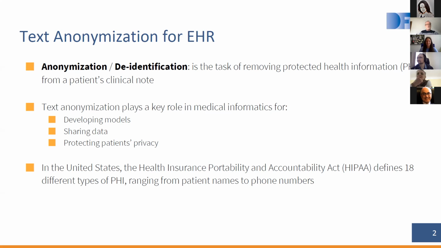For example, in the US, there's the Health Insurance Portability and Accountability Act, which defines, for example, 18 different types of this protected health information, PHI, that ranges from patient names to phone numbers. So next slide, please.